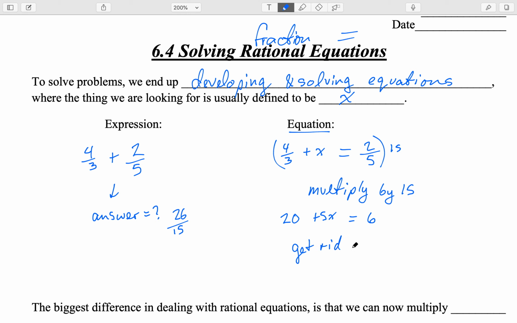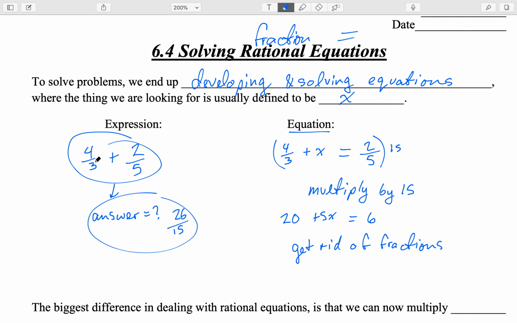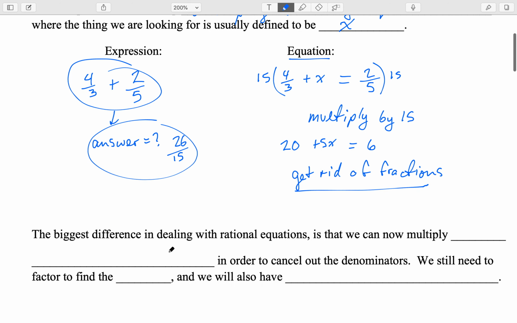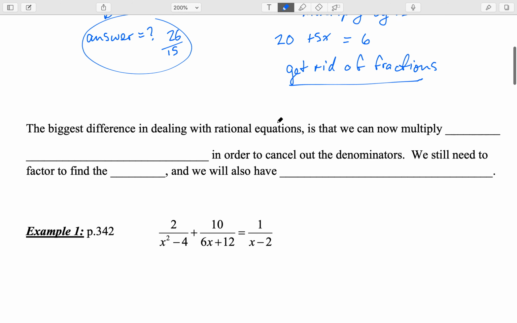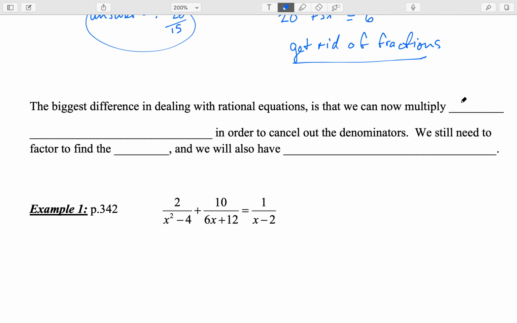Get rid of fractions. Now, with the other ones before, the answer is a fraction no matter what, right? Because I've got fractions, I've got to get common denominators. But in this case, I can avoid the fractions. That's what I want to do. If it's an equation, that's the difference. You can multiply both sides by 15 and the fractions will disappear. So that's really it. The biggest difference in dealing with rational equations is now you can multiply both sides.